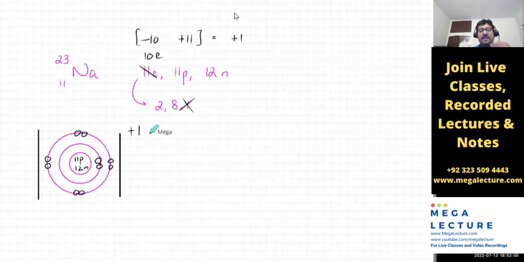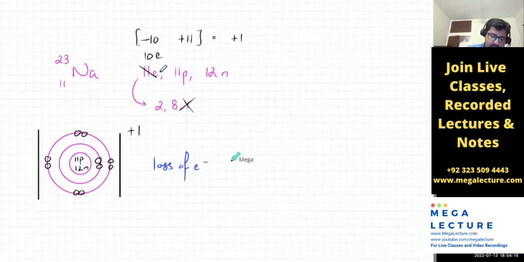So remember this, if an atom loses electrons, it always gets a positive charge because once it loses electrons, the negative charge is going to be lesser and the positive charge is going to be greater. So loss of electrons makes it more positive. When something loses electrons, positive ions are formed. Is that clear? Yes.